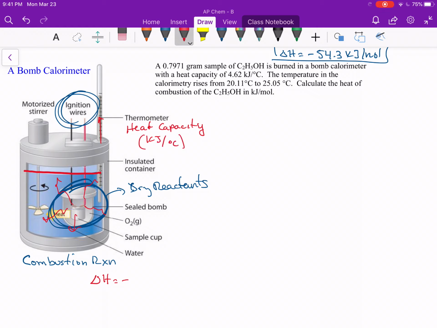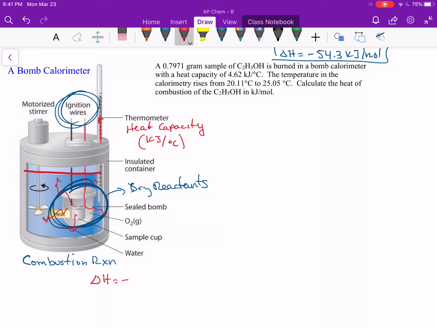And basically what that means is, for this entire setup, what we're measuring is how much energy it took to increase the temperature of the entire setup by a degree C. And so that's what the heat capacity is. We're not just dealing with the water, we're dealing with the metal in there and all the other stuff. So we're just looking at that heat capacity.